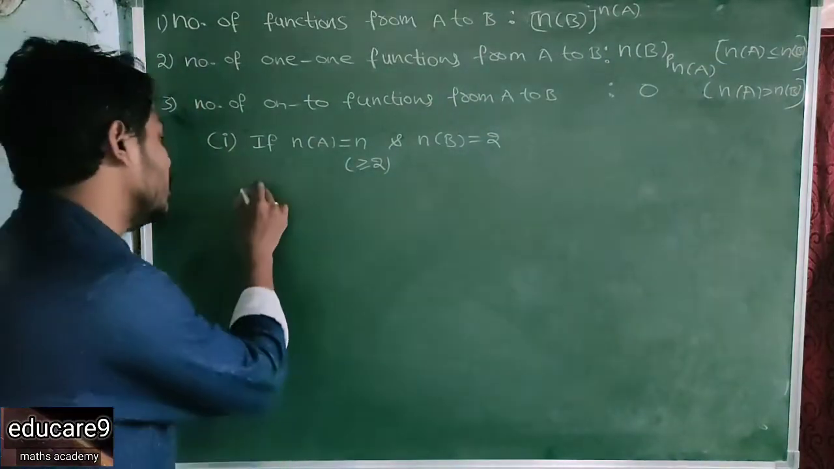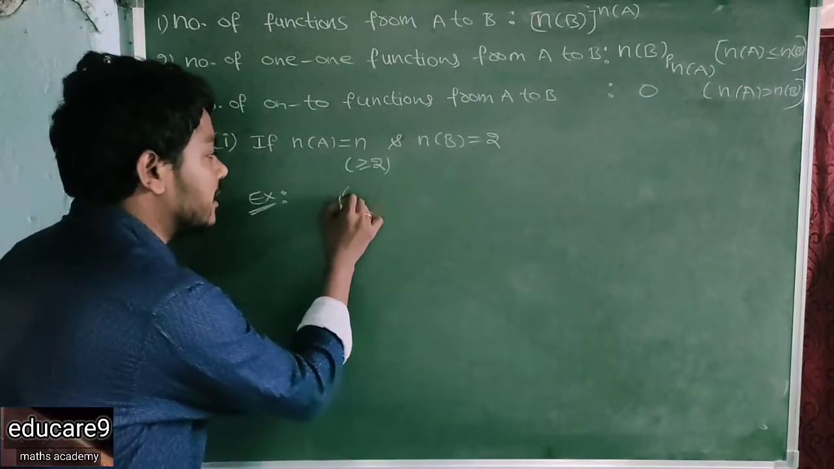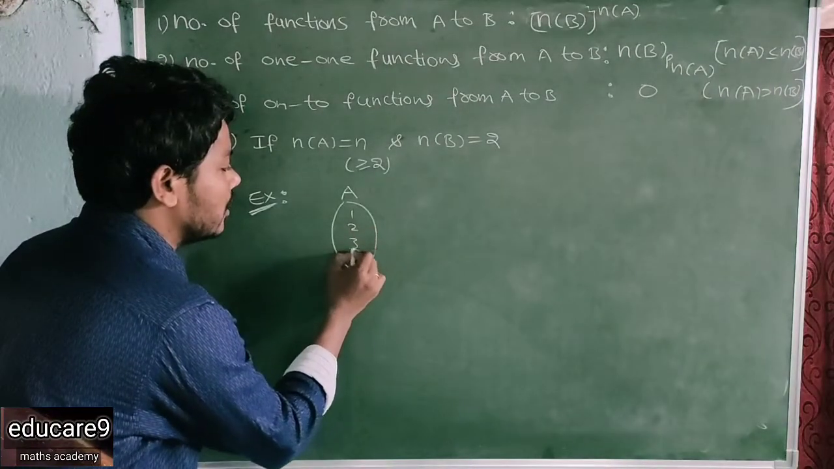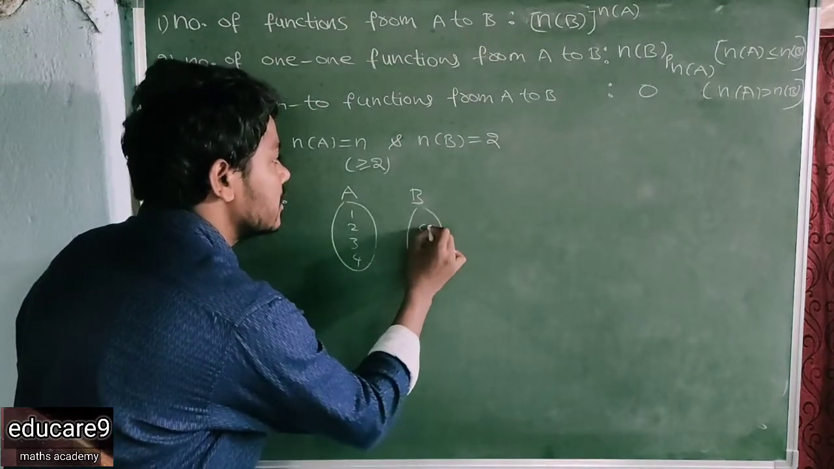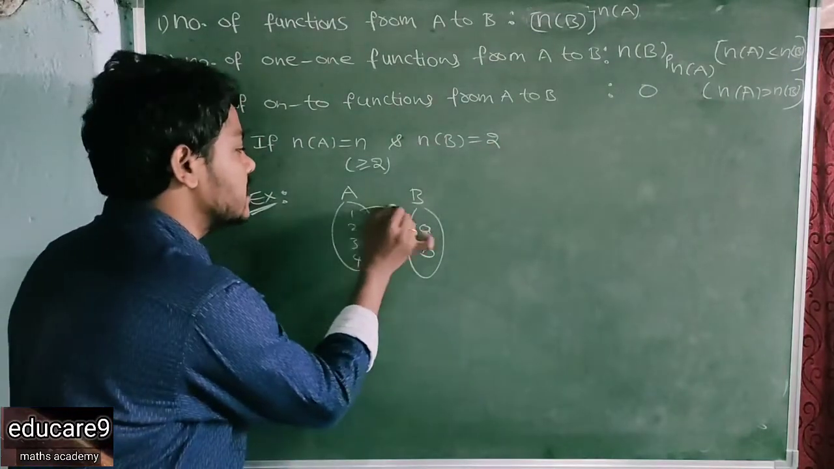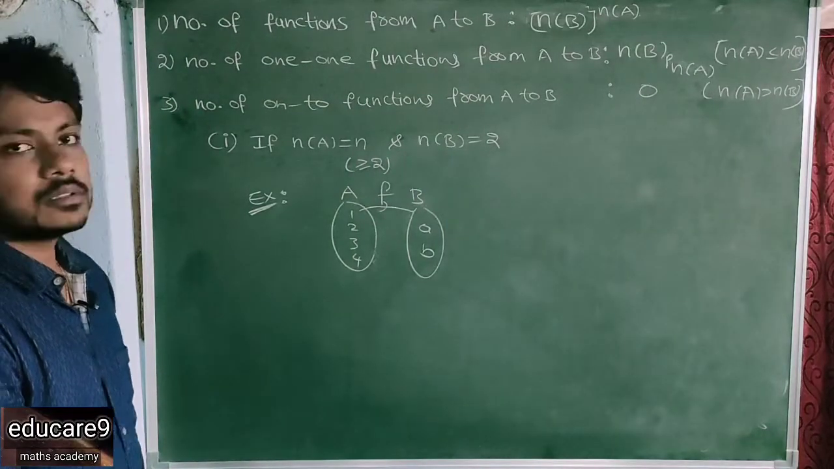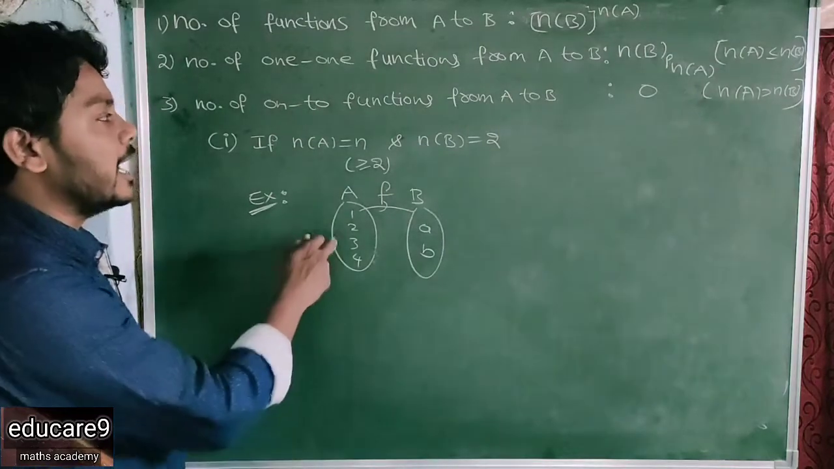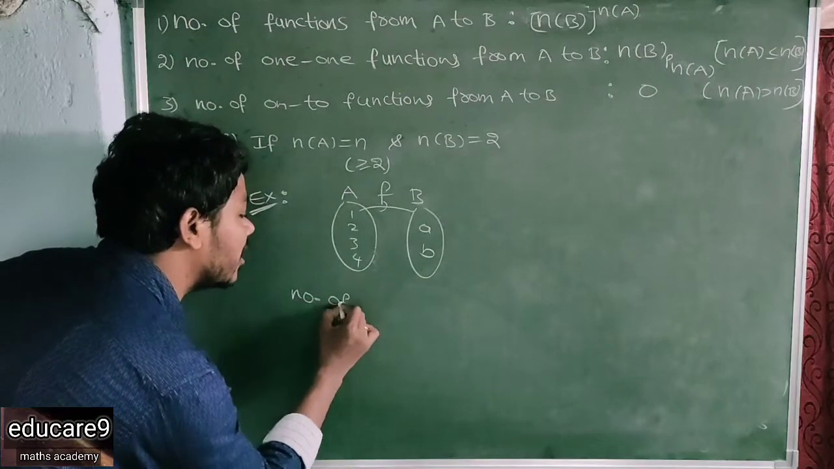So for example, set A has the elements 1, 2, 3, 4. Set B has the elements A, B, here 2 only. So there exists a relation F. Okay, so here you want to find the number of onto functions. So here, the number of functions. See here, first you find the number of functions.